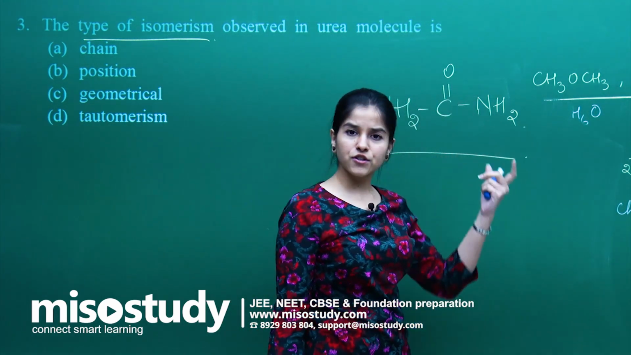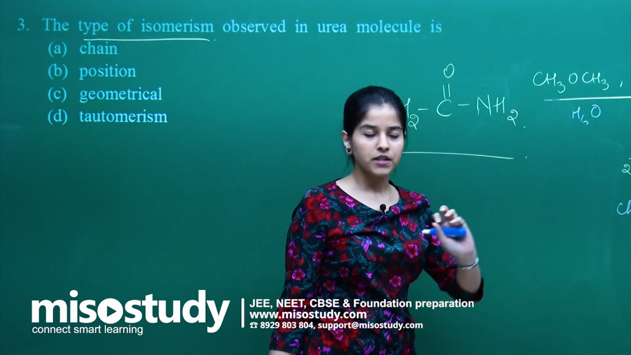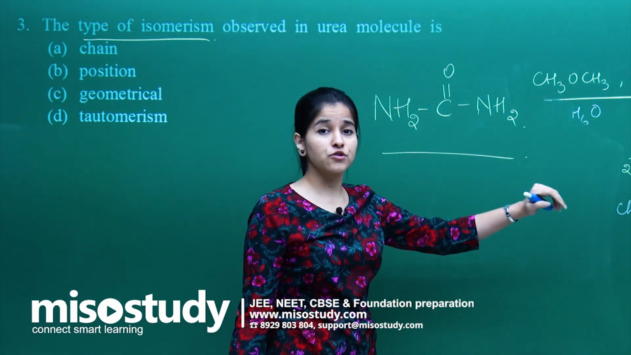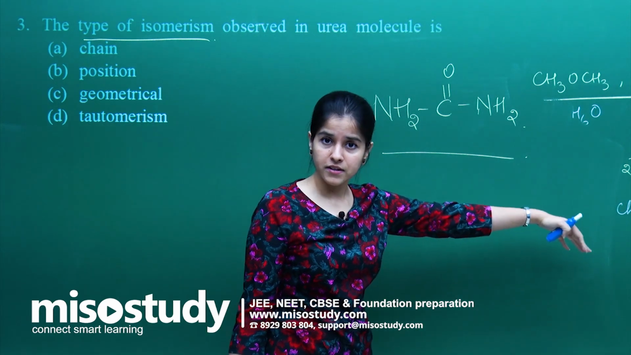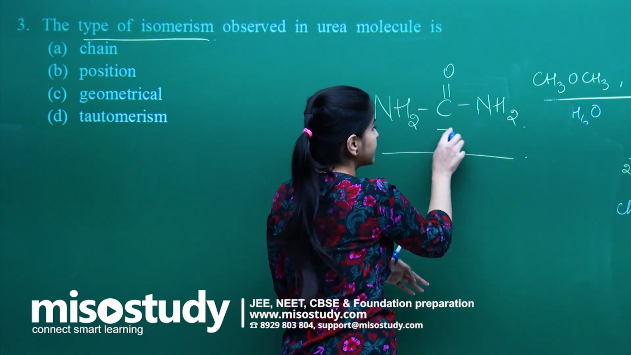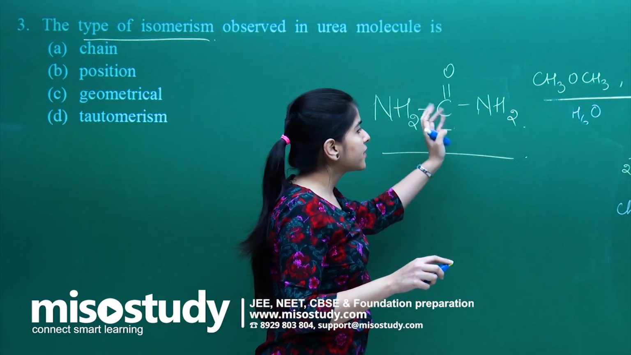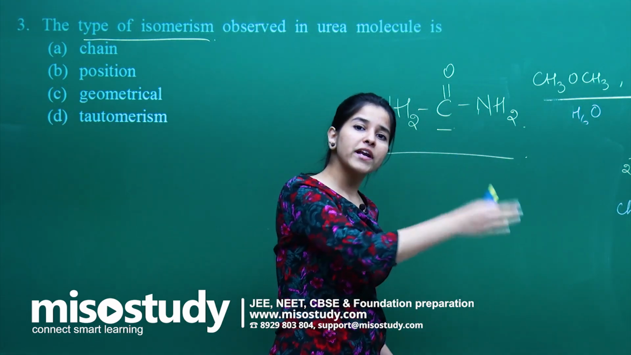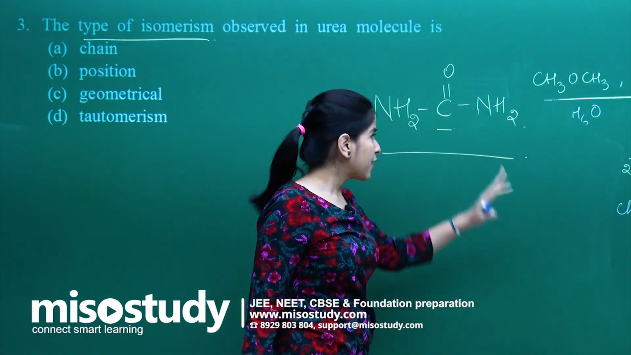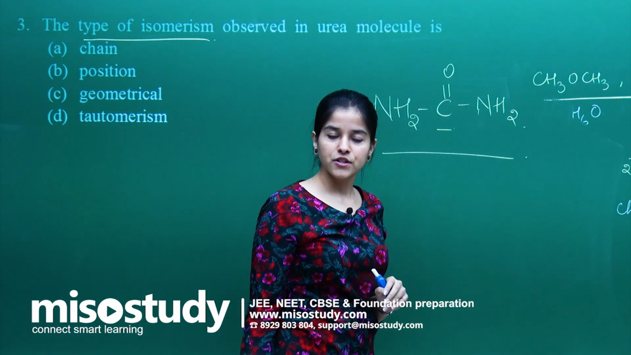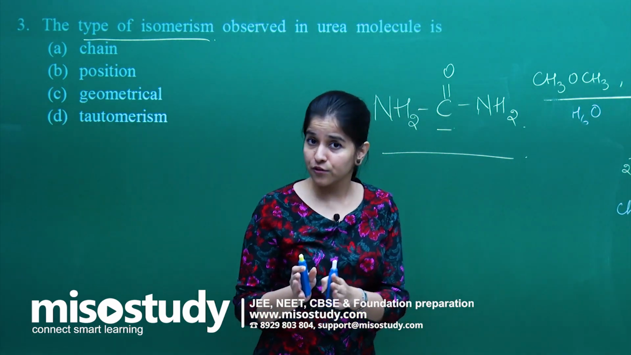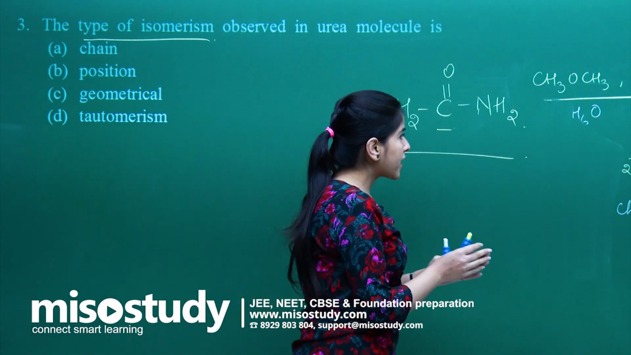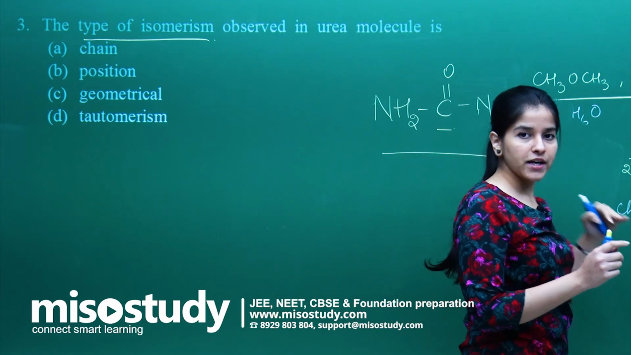Can I change the functional group? No, I cannot. Because if I need to change the functional group, make it somewhat terminal, let's say that this very functional group, I change it into CHO, then how will I complete the entire chain? I have got only nitrogens left. So there won't be the same molecular formula. So that is why it is not a chain isomerism.